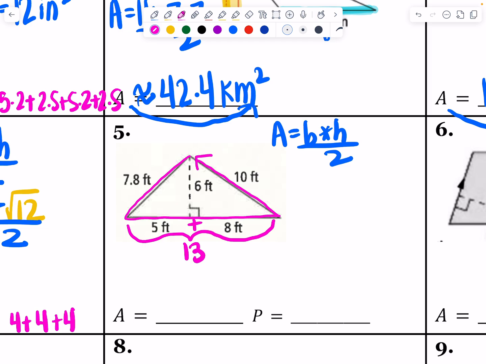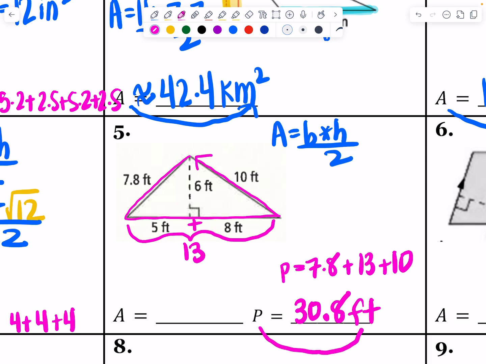So what 3 numbers do I type in for my perimeter? That is going to be 7.8 plus 13 plus 10. So 7.8 plus 13 plus 10 is going to give me 30.8 for my perimeter of this triangle. That is going to be feet because perimeter is going to be in plain units to the first power.